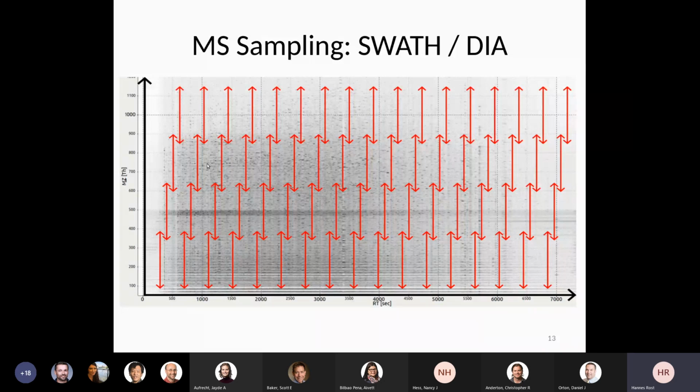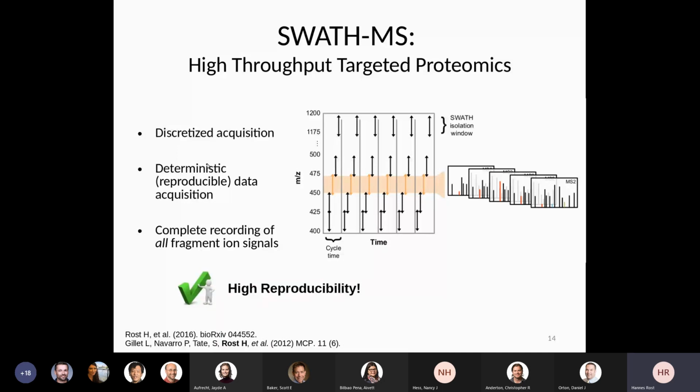And what this really allows us to do, and the benefit this brings, is that the acquisition is discretized. We have deterministic and reproducible data acquisition. So if you shoot the same sample again in the mass spectrometer, exactly at the same positions, the quadrupole will fragment precursors and will produce a fragment ion spectrum. And so the data will look exactly the same if you perform a repeat analysis. And this is one of the main distinctions to shotgun or data-dependent acquisition.